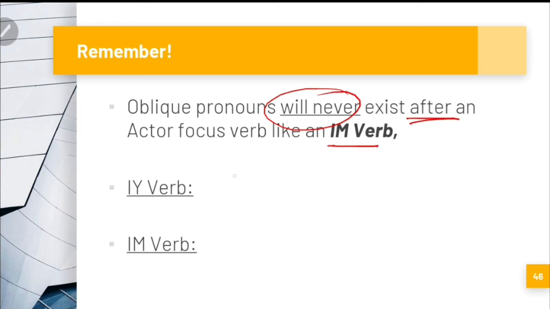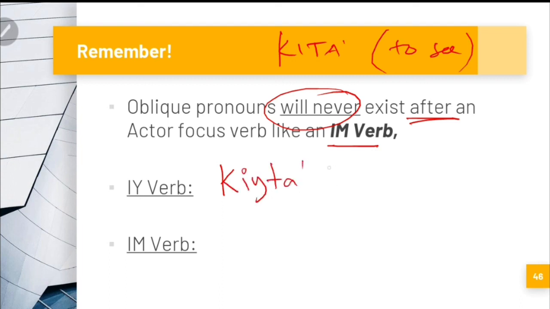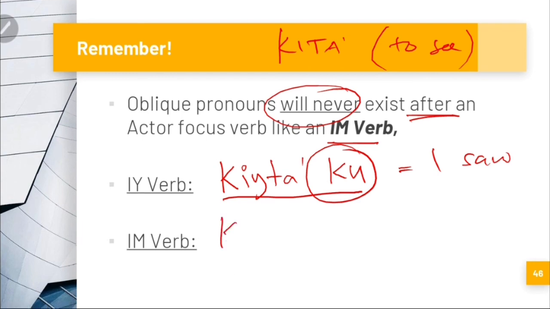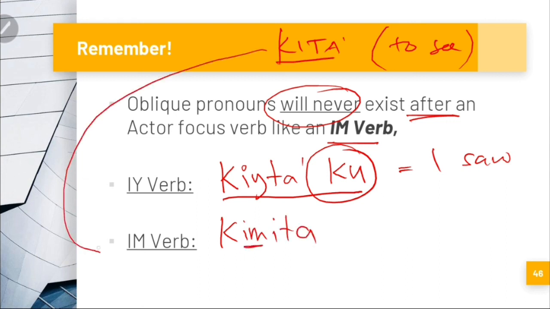Now let's have an example. Remember, we use the verb kita. Kita means to see. The e verb form of kita is kita, I saw. So if you place the oblique pronoun after it, kita ko, it means I saw. Now the oblique pronoun ko is the actor of the verb kita. Then we have the verb kimita. Kimita is the im form of the verb kita. Remember, you just add the infix im, kimita. Now you will never find an oblique pronoun following an actor focused verb like kimita.